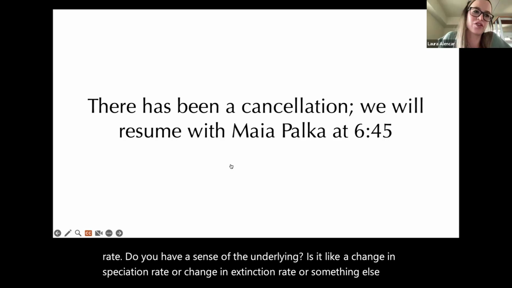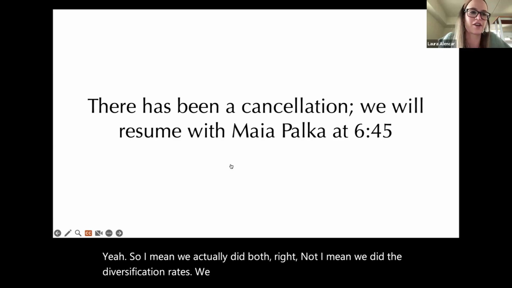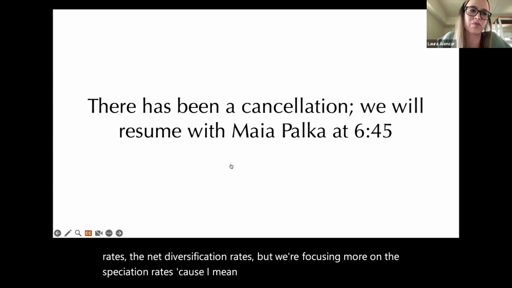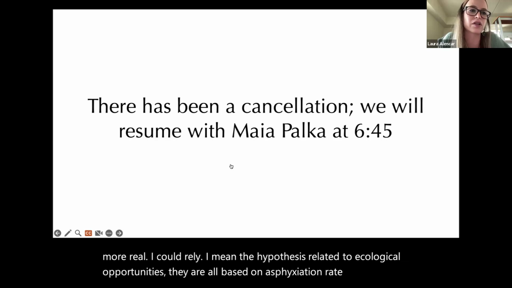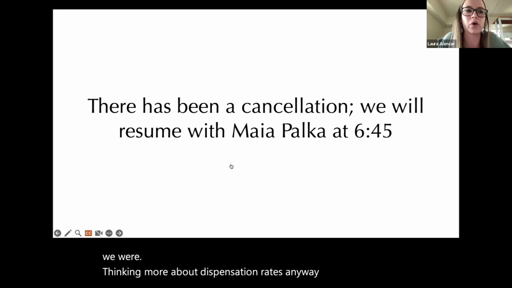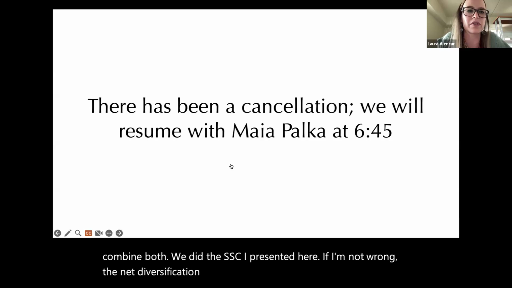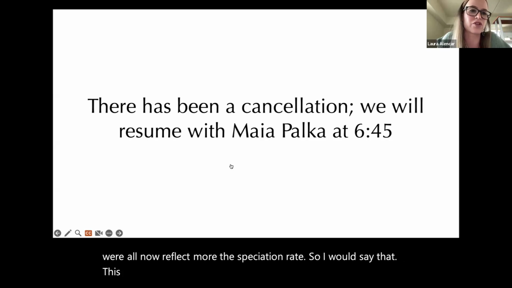Yeah, so we actually did both. We did the diversification rates, the speciation rates, the extinction rates, the net diversification rates, but we're focusing more on the speciation rates, because the hypotheses related to ecological opportunities are all based on speciation rates. I presented the net diversification results here, but we have the speciation tip rates, which reflect more the speciation rate. So I would say that this is all based on the speciation rate side of it.